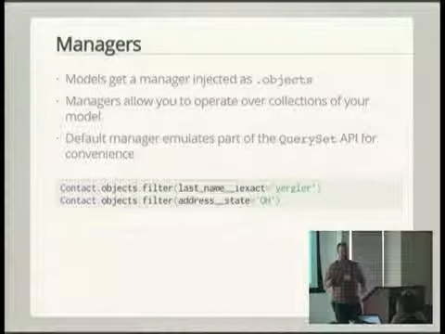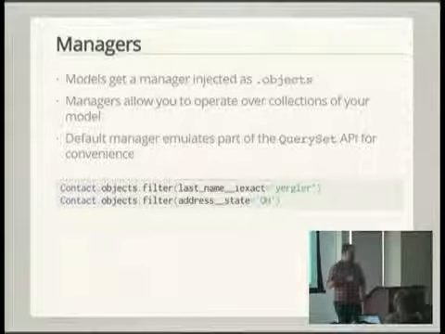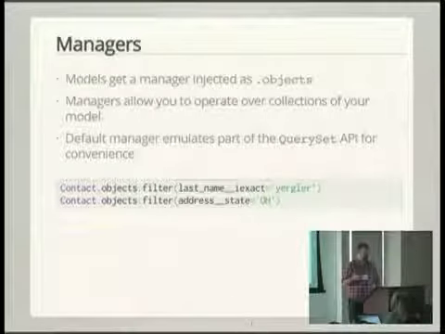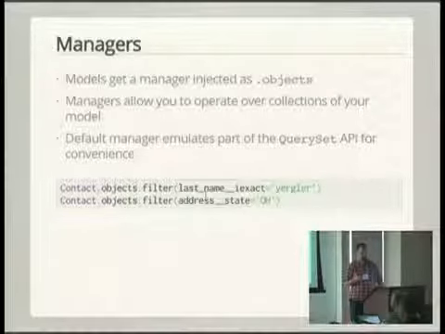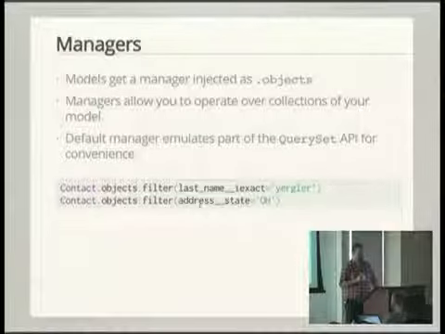So I mentioned this thing called managers. Every model has a manager, and by default, it's the .objects manager. And this lets you operate over the entire collection. This is how you also start querying your data. So here's an example where I say objects.filter, the last name is Urbler. And here's another example where I say the address state is Ohio.